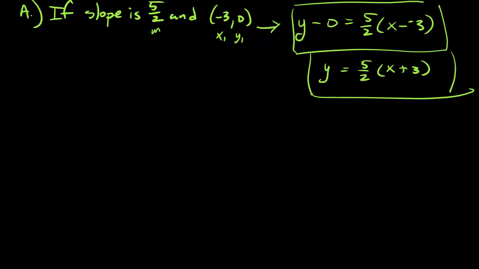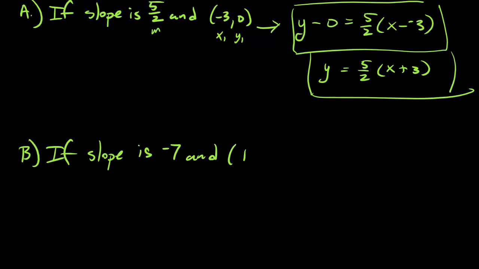You know what? I'll have you guys try this one on your own. If the slope is -7 and it goes through the point 4, 2, why don't you guys see if you can write the answer in point-slope form? You know, take a minute to write that out.